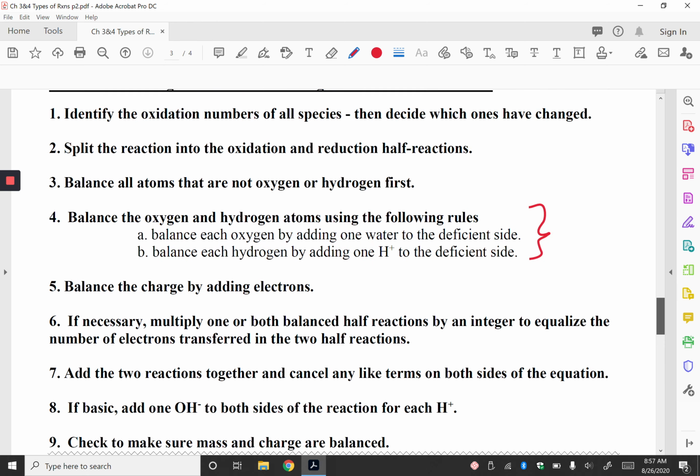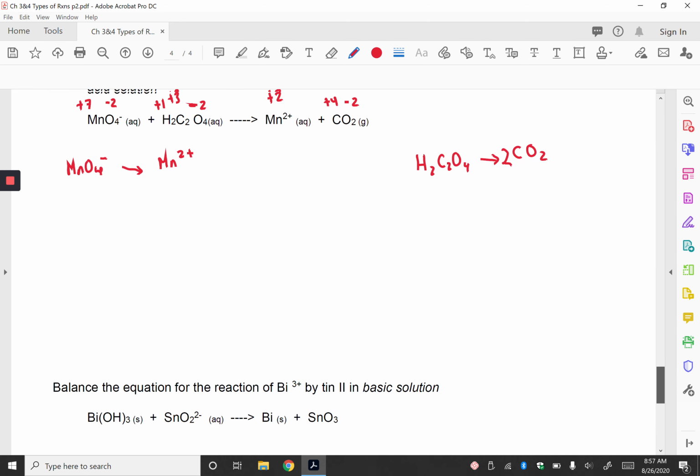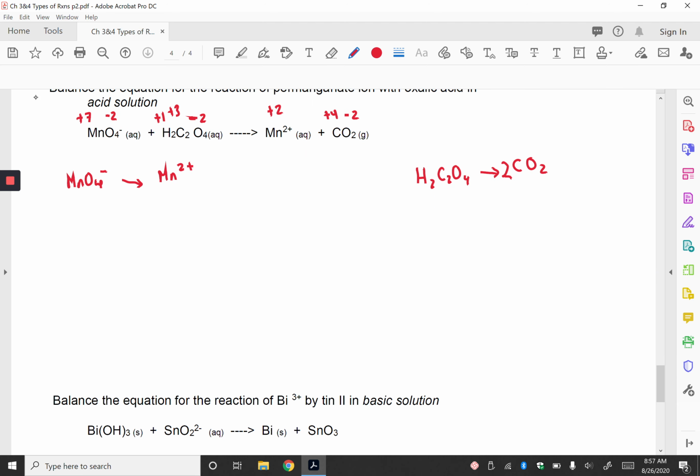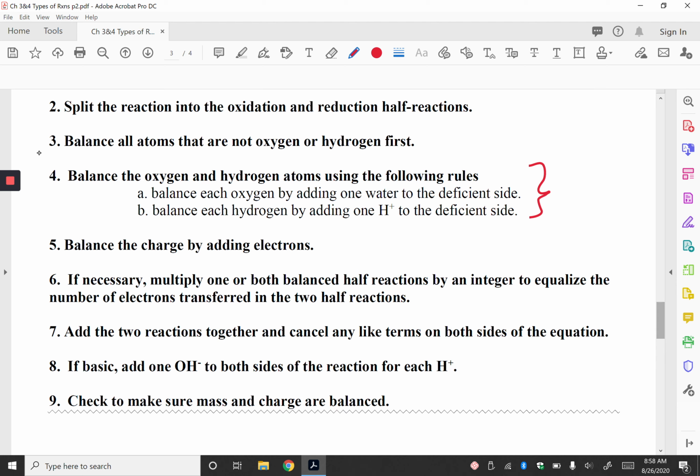Step 4. That's the step that's kind of complicated, but you don't really have to be able to do it except just for the homework. So it says, 4a, balance each oxygen by adding 1 water to the deficient side. So let's go back and look. 4 oxygens here, none there, so we need 4 H2Os. On this side we have 4 oxygens. Here we have 2 times 2, which is 4 oxygens, so that side is good with the oxygens. Next step. Balance each hydrogen by adding 1 H+ to the deficient side.